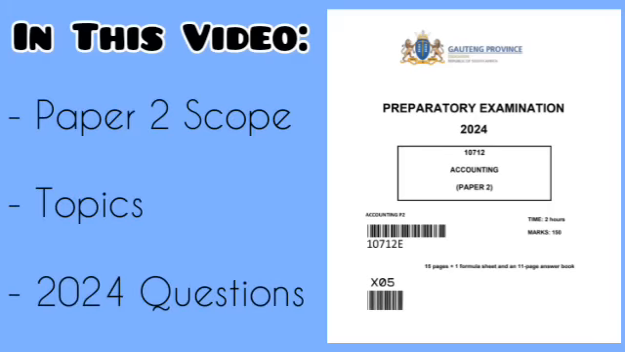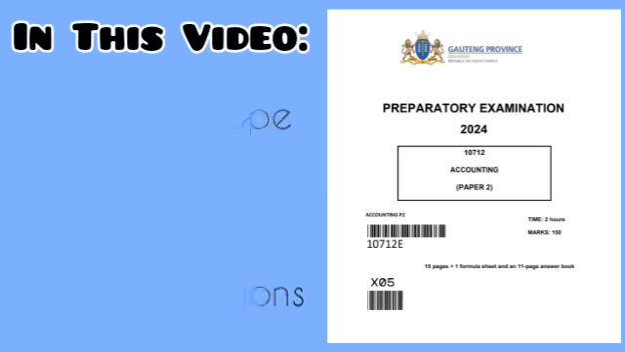In this video we are preparing for your paper 2 examination for accounting. We are going to look at the paper 2 scope in full, starting with our topics. We want to know what topics are going to be relevant for your paper 2, and then we are going to look at some 2024 questions from the preparatory examination paper for the Gauteng province to help us see the topics as they are asked by the examiner.